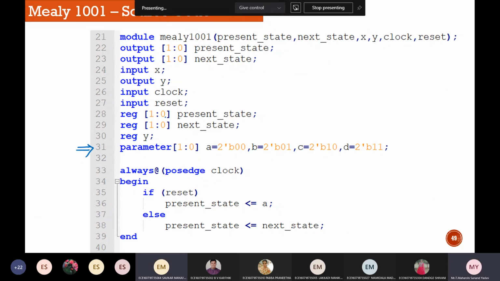Assigning values for the states. This is called state assignment. In state assignment, I'm giving A is equal to 00, B is 01, C is 10, D is 11.